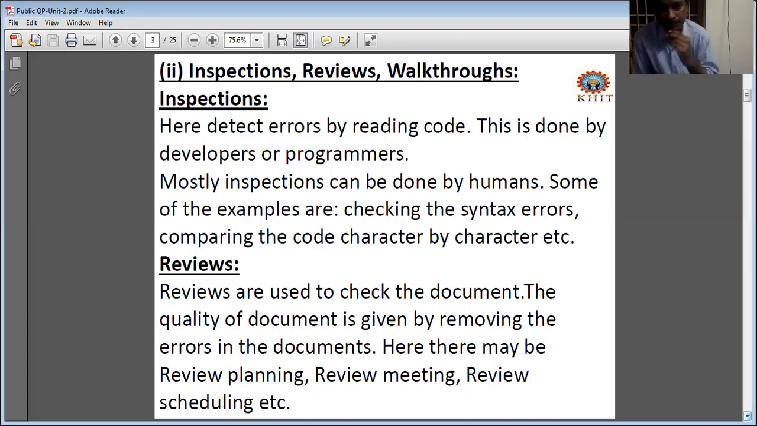Review planning is required. How can you plan the review? Then a review meeting is required. Then review scheduling is required in these reviews.